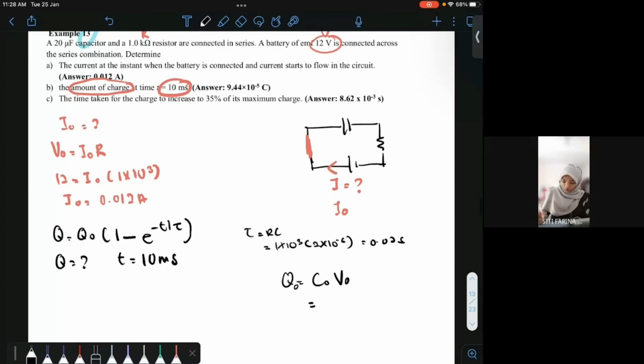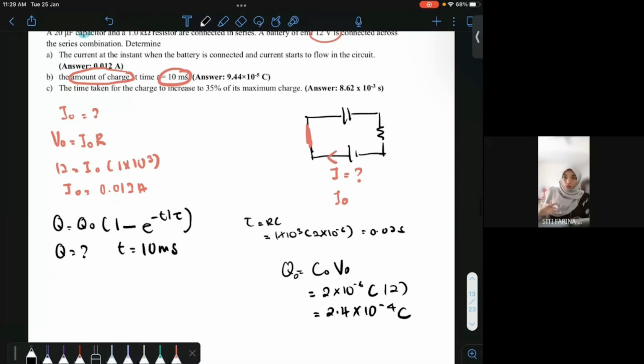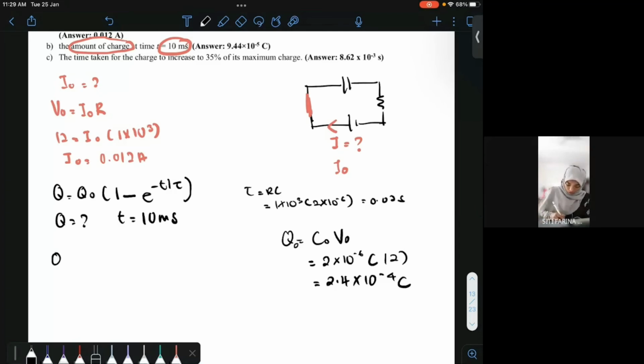Cari Q naught dulu. C naught adalah 2 times 10 negative 6. V naught pula adalah 12. Tekan calculator. Kamu akan dapat 2.4 negative 4. Now, you can insert all the information you have to find your Q after 10 millisecond. 2.4, 10 to the power negative 4, 1 minus exponent negative T adalah 10 millisecond divided with 0.02. This is your tau.